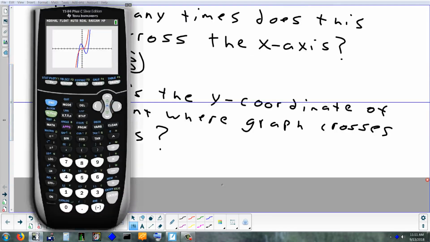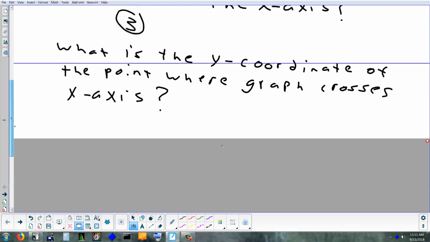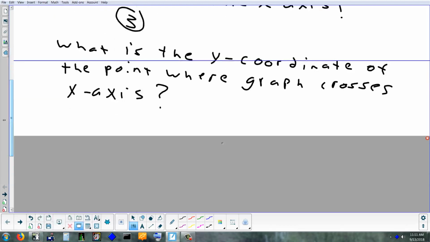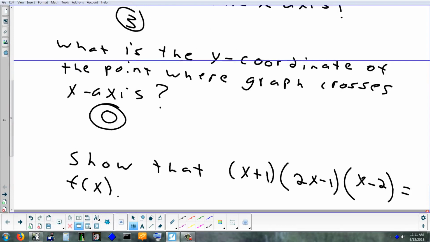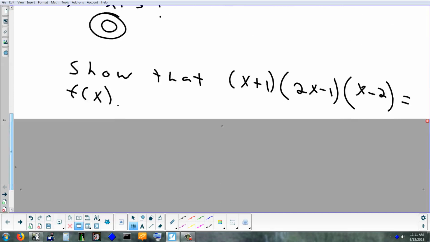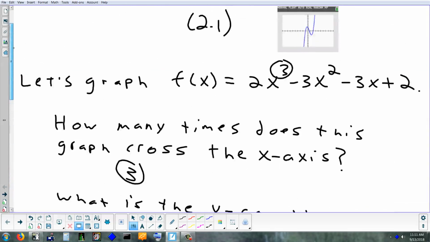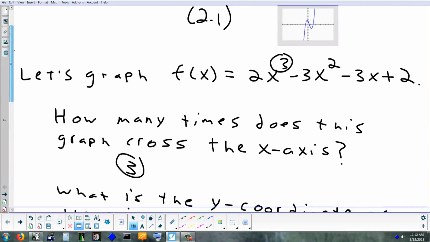Okay, what's the y-coordinate of any point if it's right on the x-axis? What's the y value? Yeah, it's always 0. So the y value, or the y part of any coordinate, if it's right on the x-axis, is always 0. So I'm going to show that what I have right there is the same thing as what I have right up above. 2x cubed minus 3x squared minus 3x plus 2.